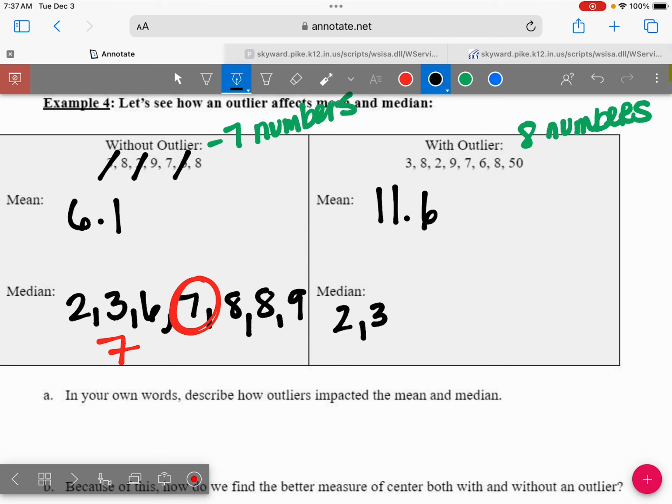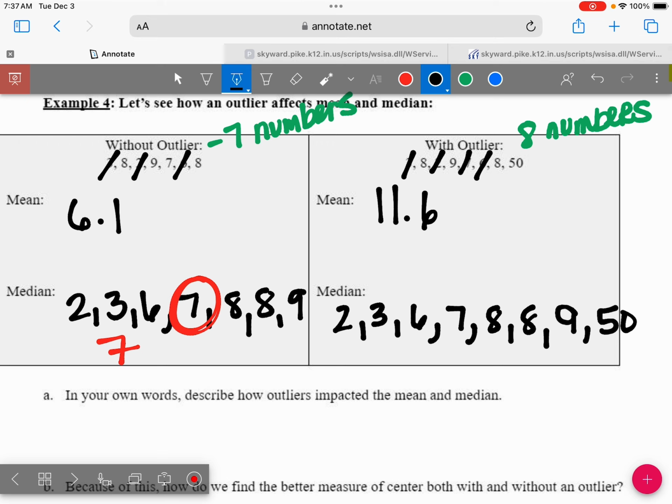All right, now let's do our median. So we got our 2, 3, 6, 7, 2 8s, and a 50. And I forgot the 9. I don't know why that 9 keeps getting left off. Okay, there we go. All right, now what number is in the middle? We got to take the average of 2 numbers. 7, 8. So these 2 numbers are in the middle.